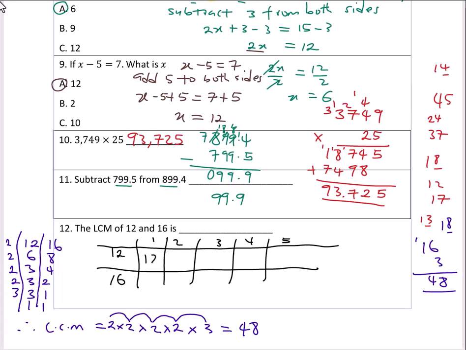12 times 1 is 12. 12 times 2 is 24. 12 times 3 is 36. 12 times 4 is 48, and 12 times 5 is 60. So this is fine. Let's do for 16.